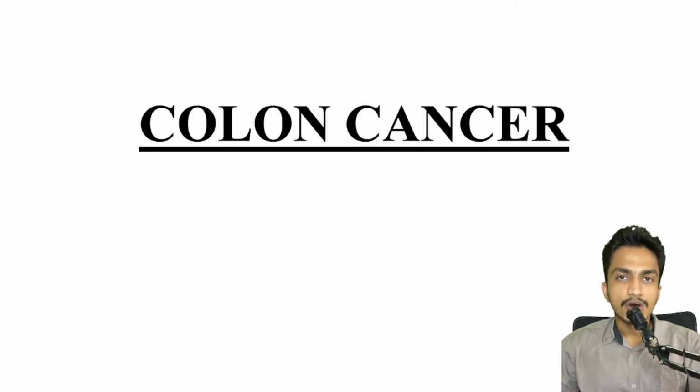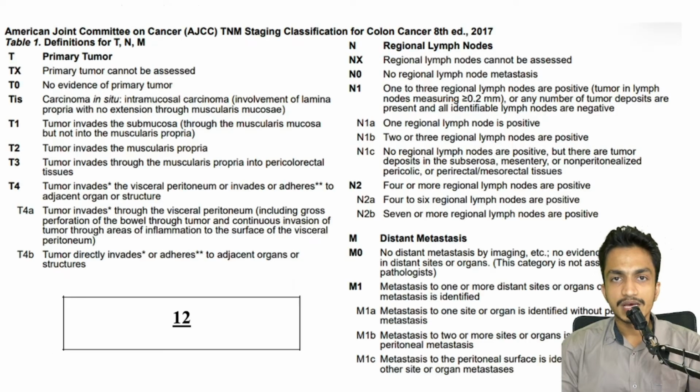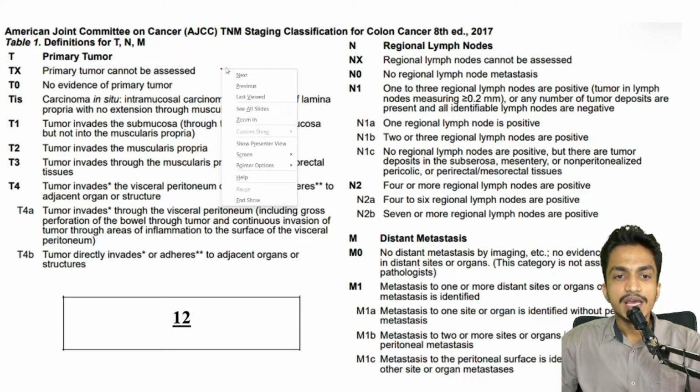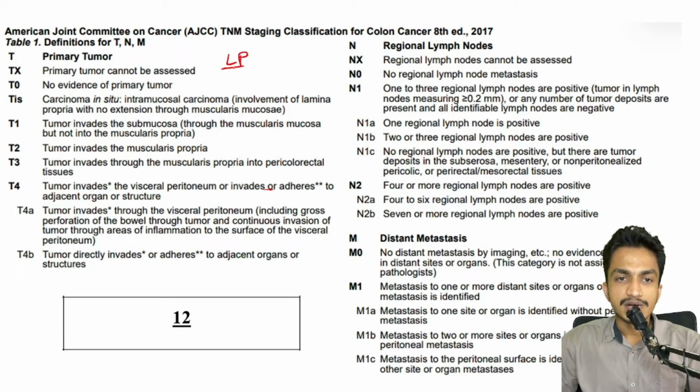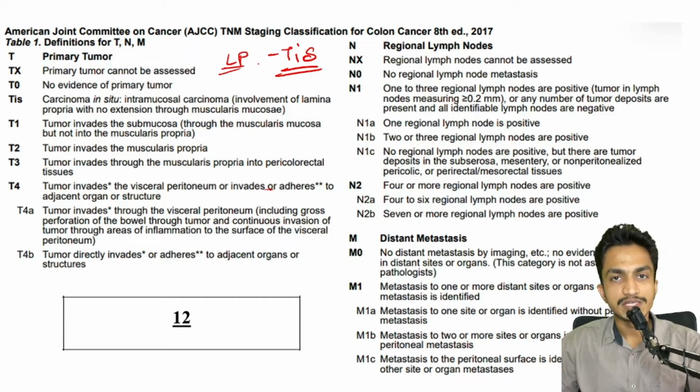Now coming to colon, remember colon and rectum again have almost a similar type of TNM staging. So starting with the colon, if it is intramucosal, that is limited to the lamina propria only, like stomach, that is TIS, that is high grade dysplasia limited to the lamina propria without invasion into the muscularis mucosa, that is TIS. If it involves the submucosa, that is T1. So submucosa is T1.